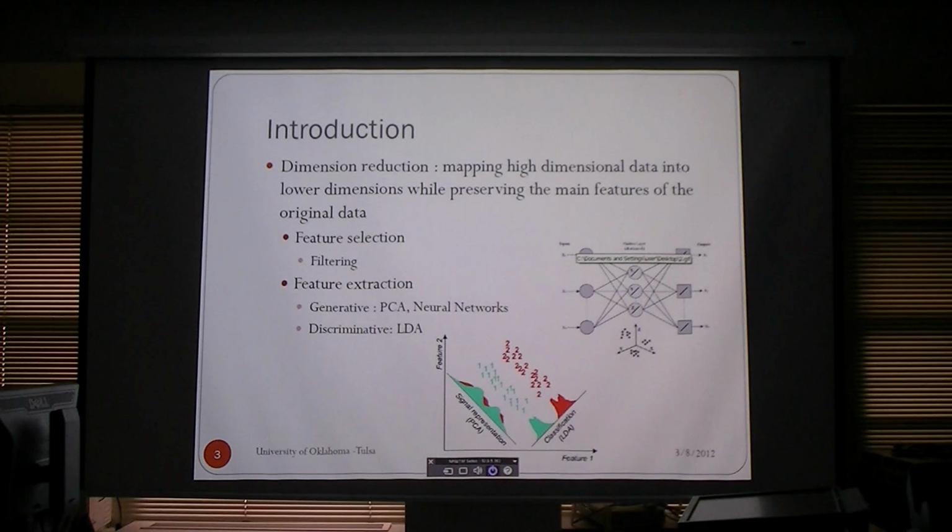The purpose of dimension reduction is to map high dimension data into a lower dimension while preserving the main features of the original data. Dimension reduction can be divided into two types. First is feature selection. It means we have some features and we decide to, for example, select some of them and ignore the rest. One of the famous techniques in this area is filtering.